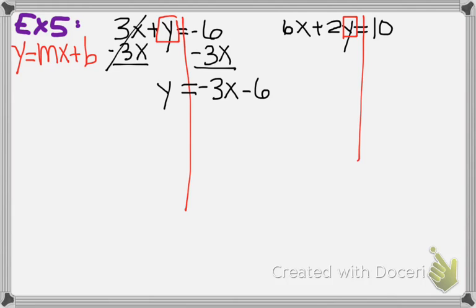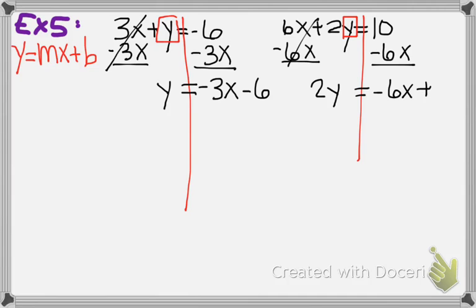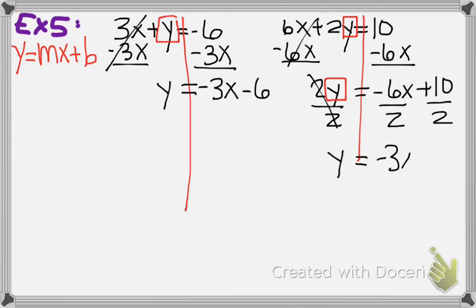Now our second equation. Subtract 6x from both sides. 2y equals -6x plus 10. Our y still is not by itself. I need to move the 2. We'll divide every single term by 2. y equals -6 divided by 2 is -3x. 10 divided by 2 is +5.